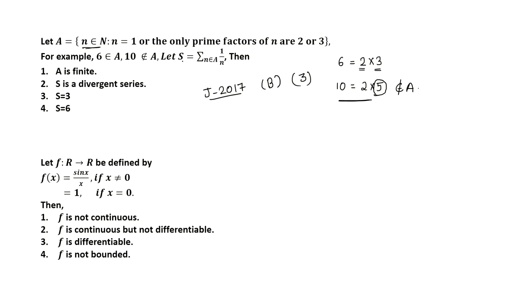Then let S be equal to sigma n belonging to A of 1 by n. Then they have defined a series S using the set A, and we have to find which of the options is correct. So let us see how we can approach this problem.